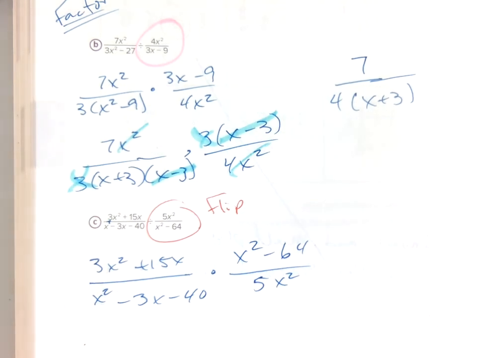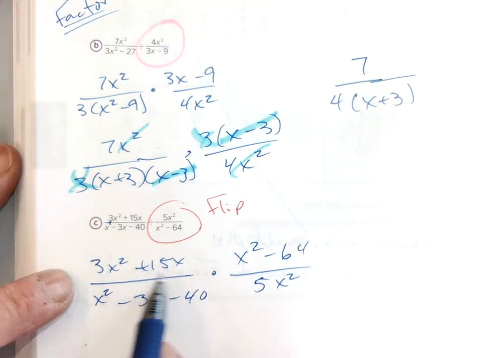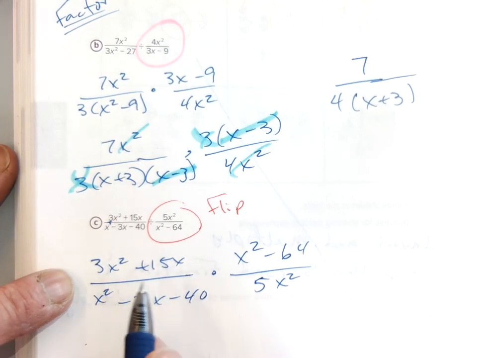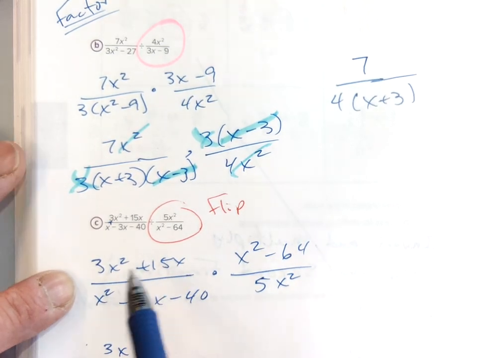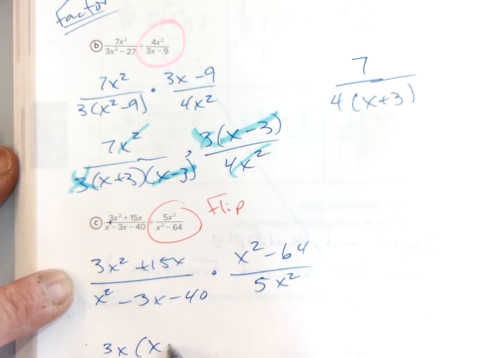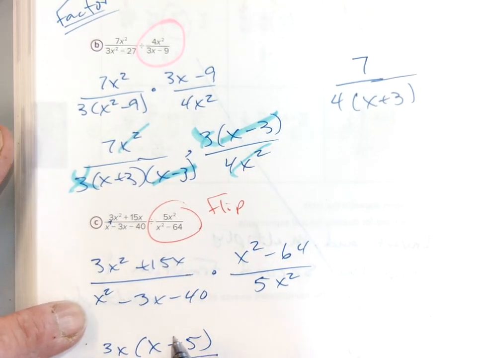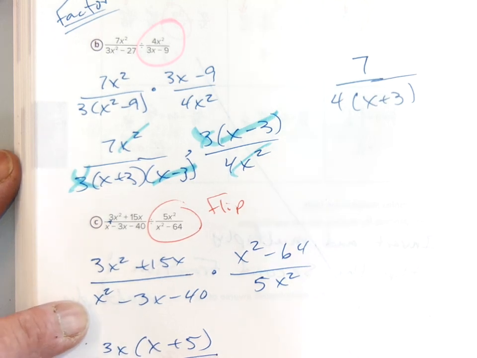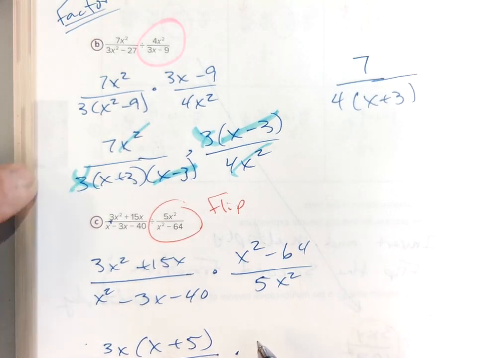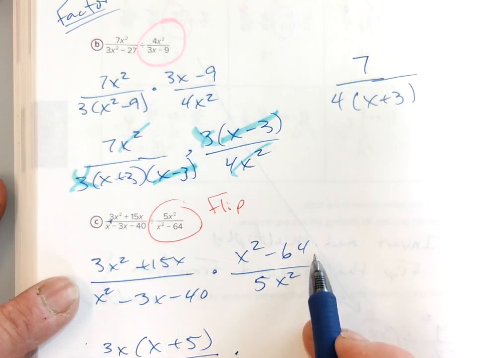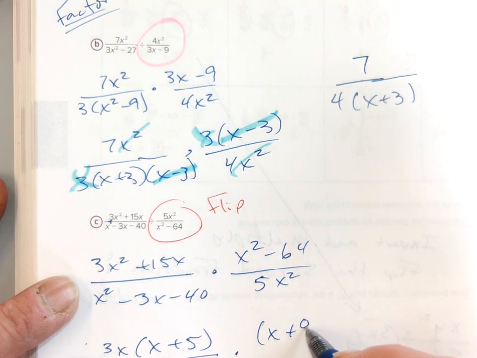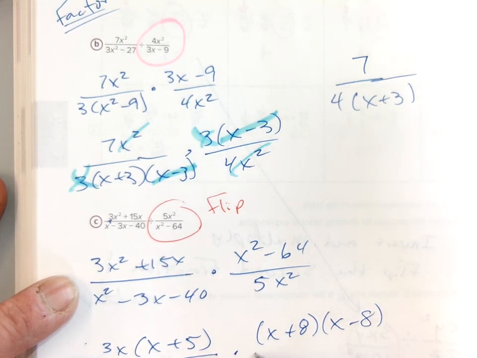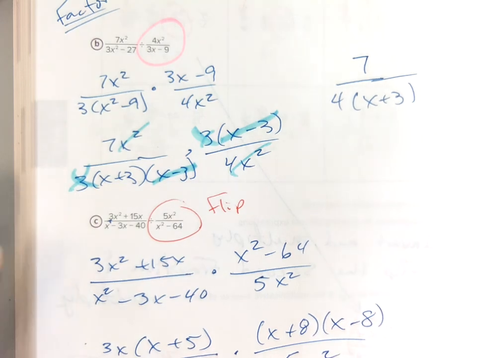So I flipped it, changed it to multiply. Okay, now let's factor. Well, on the first fraction in the numerator, I'm going to common factor out 3x, x plus 5. In its denominator, I'm going to factor that into x minus 5. Oh, let's see, it's 8. No, this one's 8 and 5, right? Minus 8 plus 5. Ooh, almost made a mistake. This one I'll factor into x plus 8, x minus 8, over my 5x squared. Okay, so let's see what we can cancel.